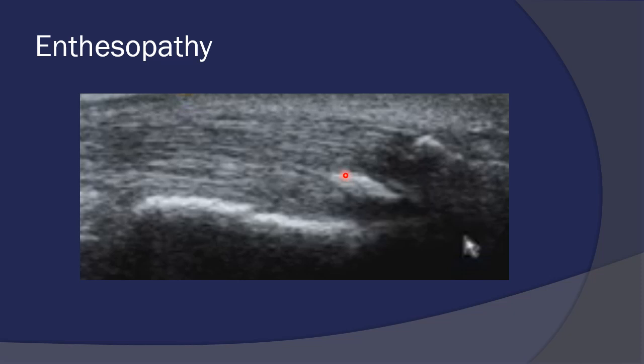Another pathology is the enthesopathy, which is irregular bone formation seen at the site of attachment of the tendon, which may be accompanied by tendinopathy at the insertional site. Also, here is a dorsal calcaneal spur.